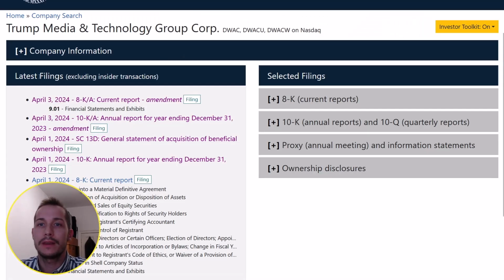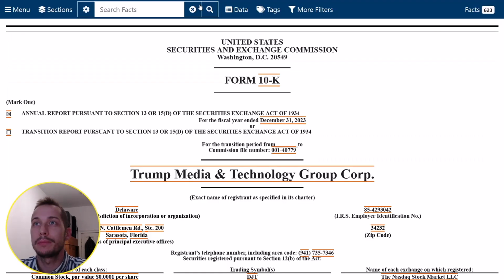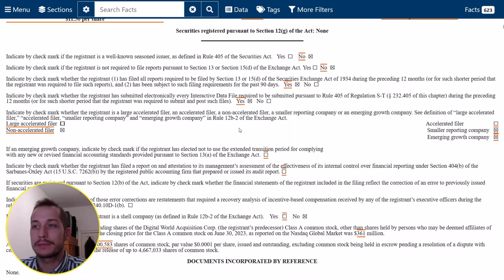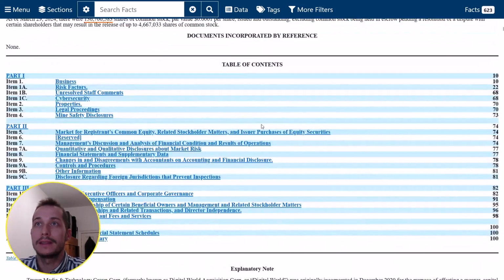Anywho, these are the reports that are coming out right now. And the first one we're going to talk about is the April 1st 10K annual report. There was an amendment, but there wasn't that much going on. The 10K is really a big daddy, and it's got some people a little bit nervous for sure. There's a few big reasons people are a little bit nervous here on the 10K.